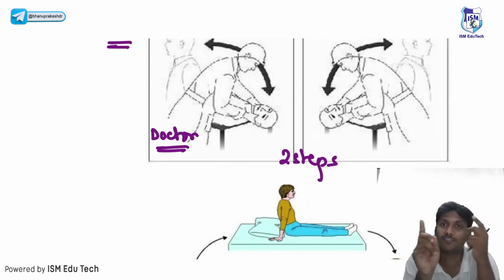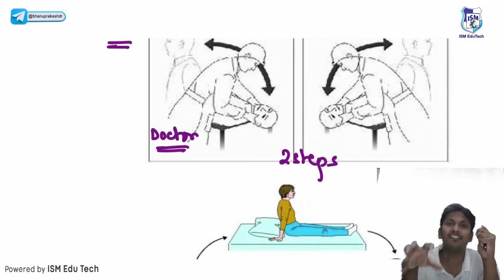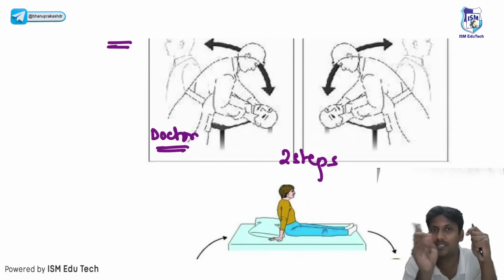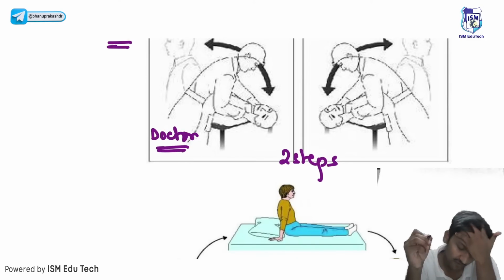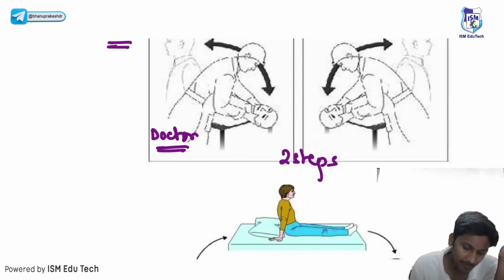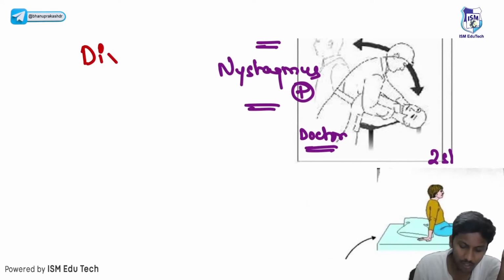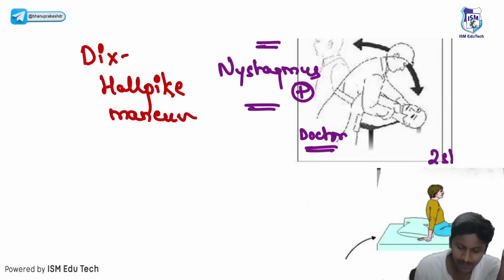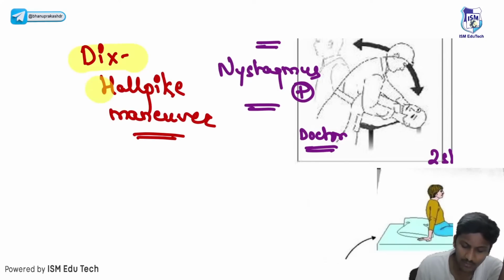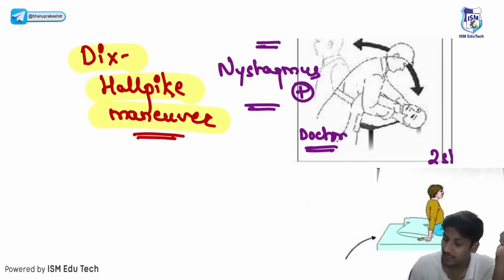The patient starts experiencing nystagmus if he is suffering from BPPV. So if nystagmus is present, definitely the diagnosis of BPPV will be made. This maneuver which is performed is called the Dix-Hallpike maneuver, which is used for diagnosis of BPPV in a patient. This is a previous year question. The image has also come.